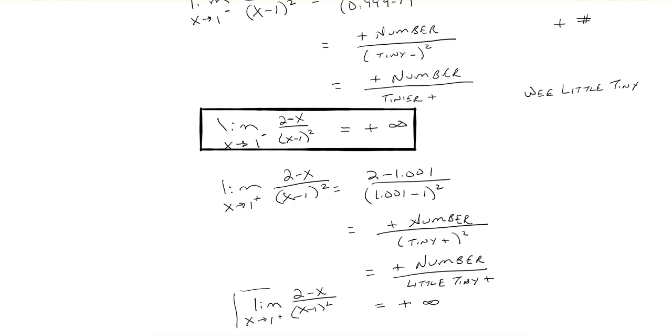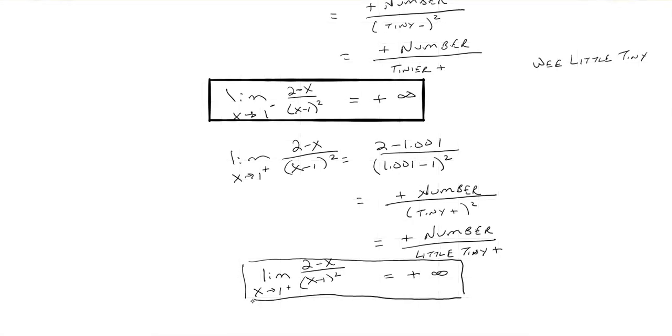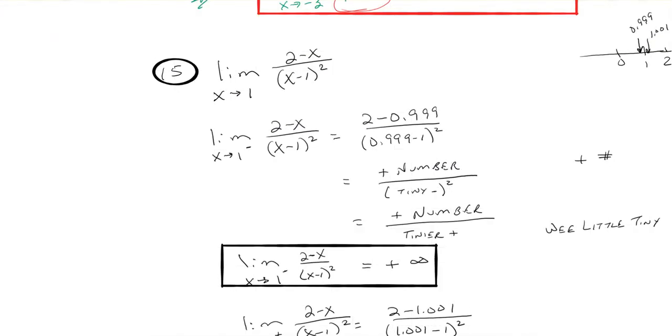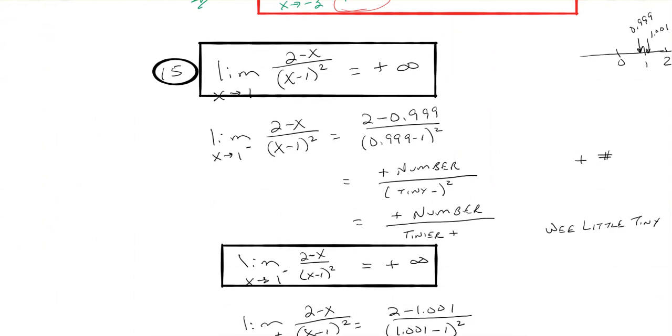Okay, so here's this one's answer. So when we do this, did we get a match? We did. So both sides go off to positive infinity, so the answer for the two-sided limit is positive infinity. So everybody's okay?